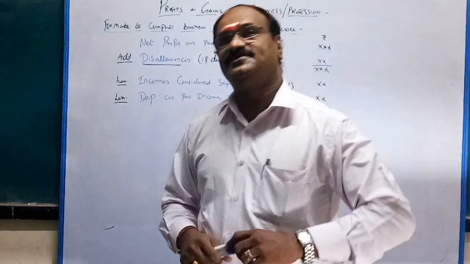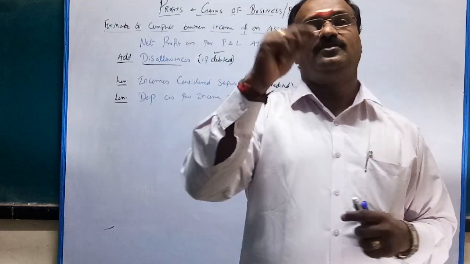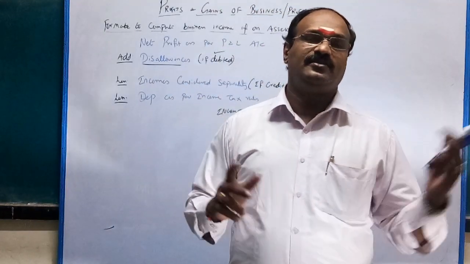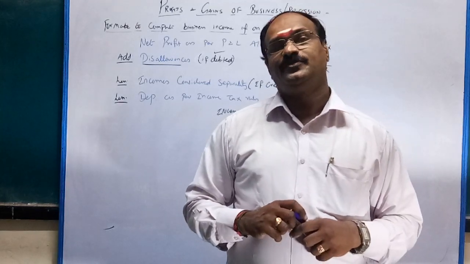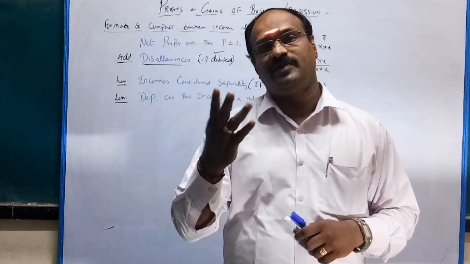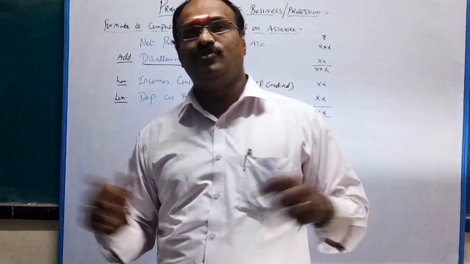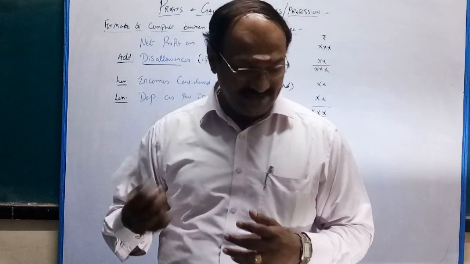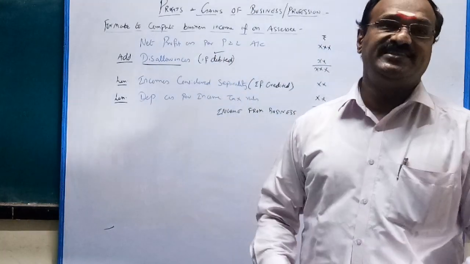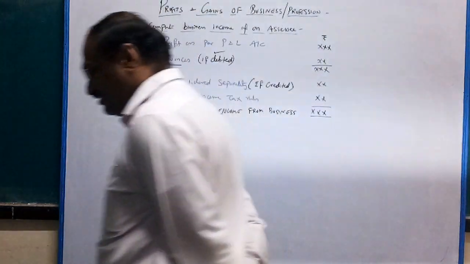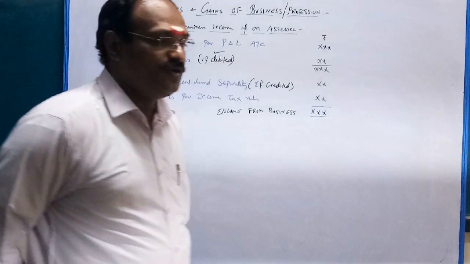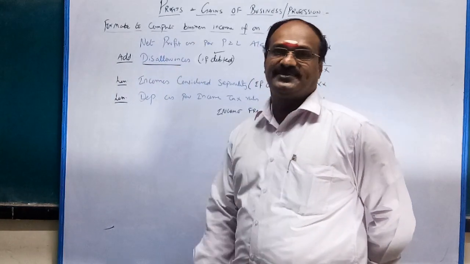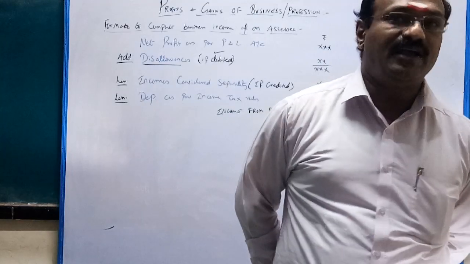Then charities and donations. In the P&L account, it is given: donation given to Swachh Bharat, Clean Ganga, donation given to Prime Minister Relief Fund, donation to coronavirus. All donations are disallowed. All charities and donations are disallowed. All personal expenses of the assessee, all personal expenses of the proprietor, drawings debited in P&L, will be disallowed. Already we discussed. Next, fine or penalty.